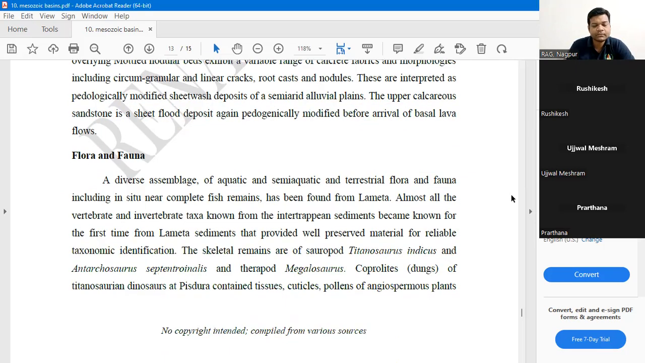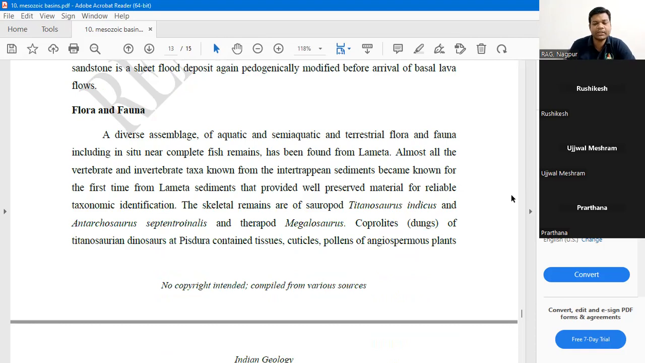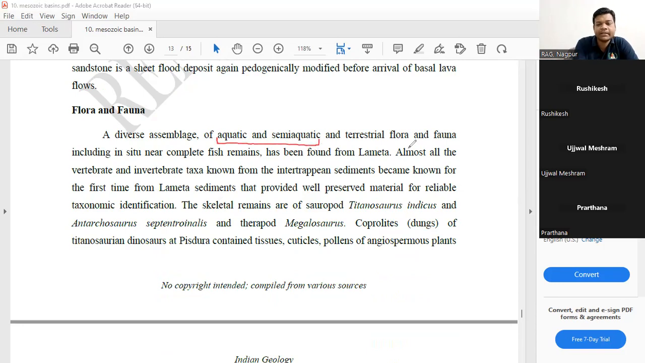Next, the flora and fauna is not that important, but the most important thing which is present is the fossils. Aquatic and semi-aquatic terrestrial flora and fauna are included here, with near complete fish remains. All the vertebrate and invertebrate taxa known from infratrappean and intertrappean beds are present in the lametas themselves.